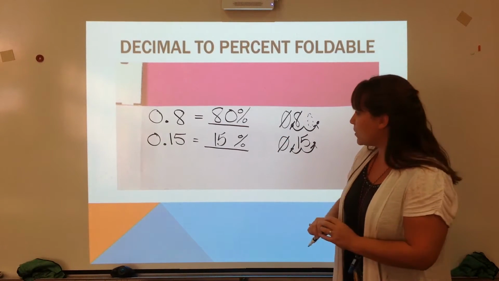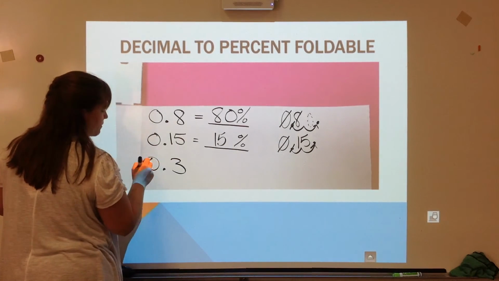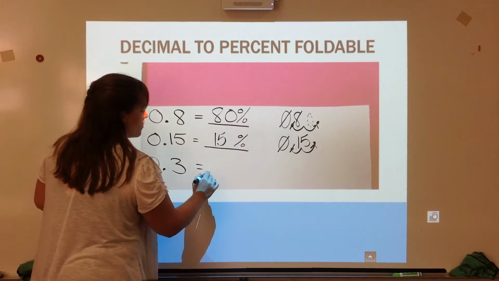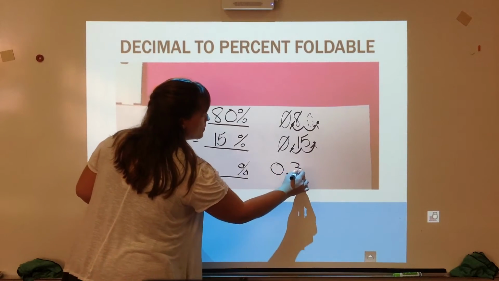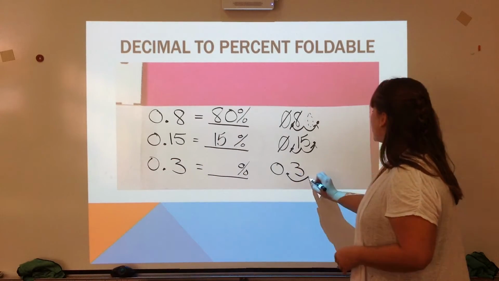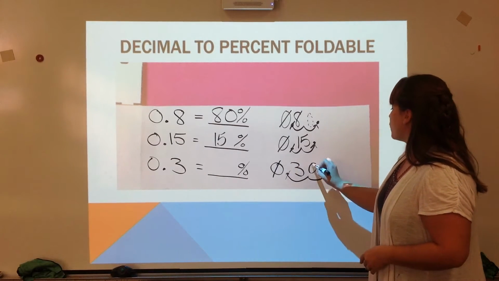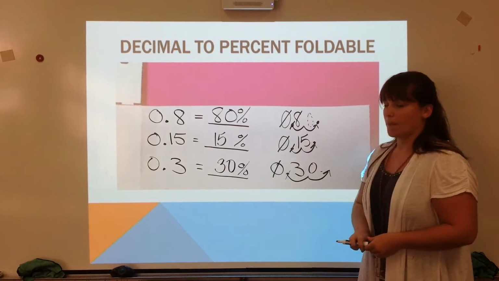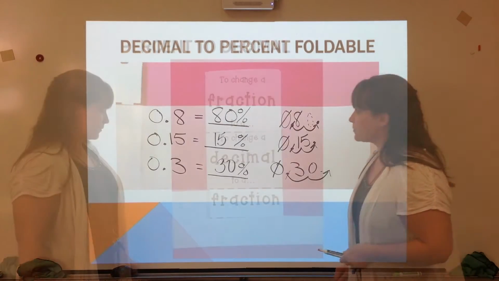The last example is going to be 0.3, just for fun. You try that one along with me. We're going to write down the decimal point. Then we're going to move the decimal point 2 places to the right. And so we're going to annex that 0 and end up with 30%. Very simple. Now let's go the opposite direction.